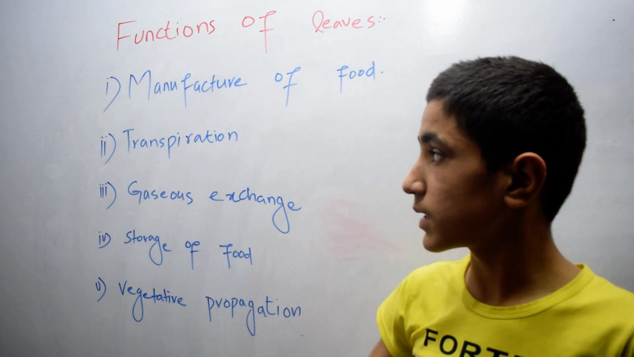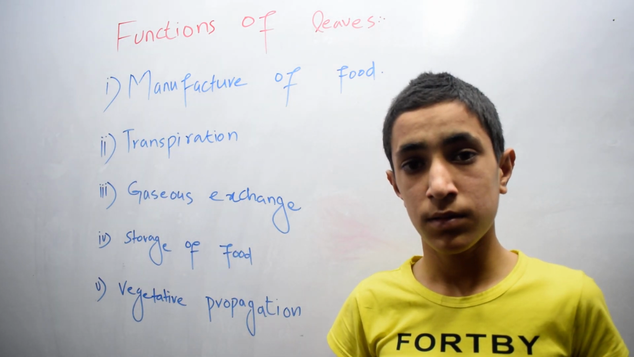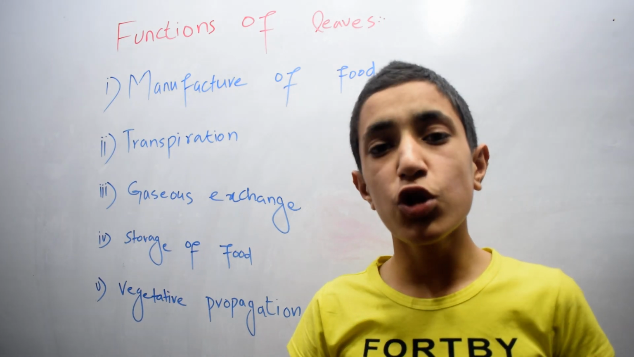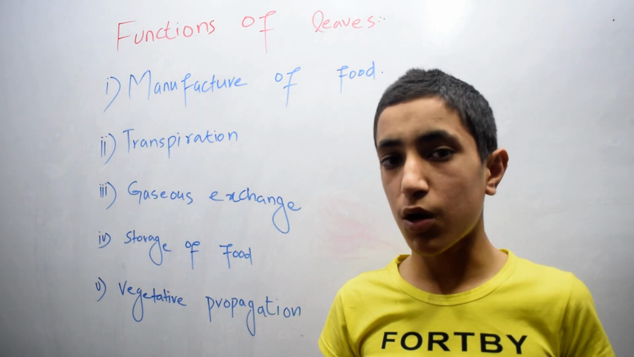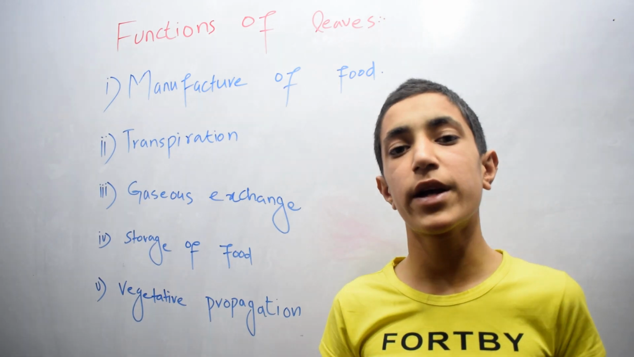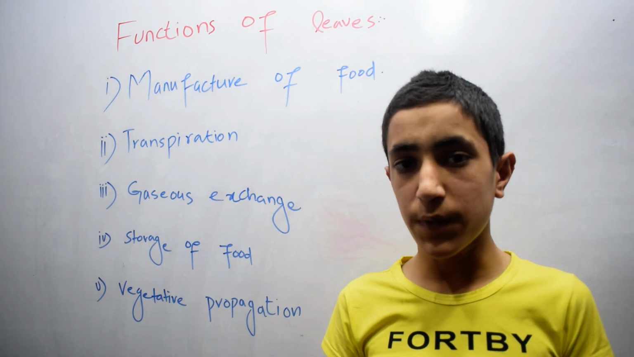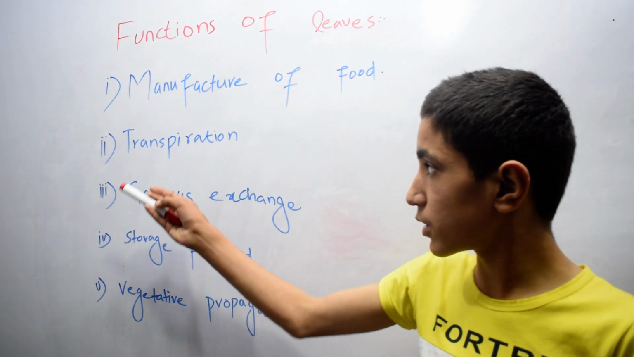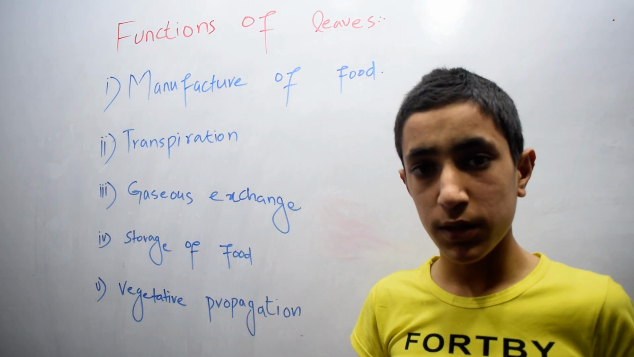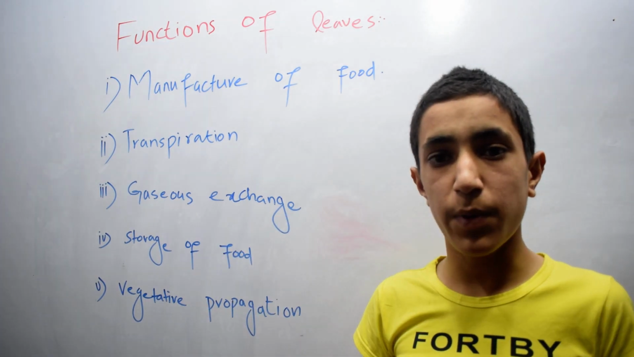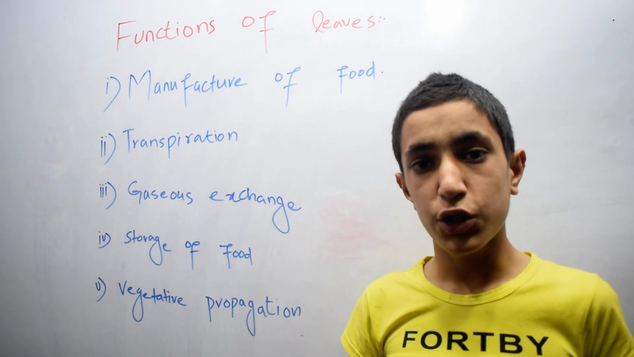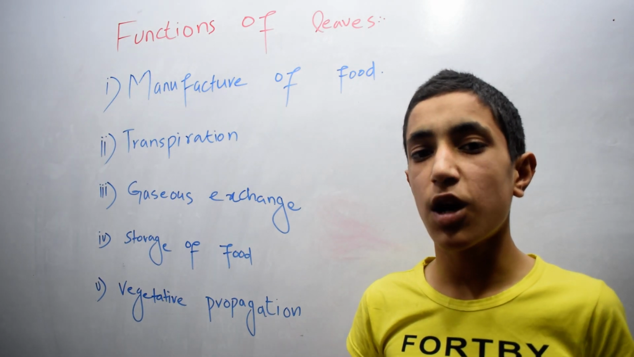The second one is transpiration. Roots have small hairs, which are called root hairs. Root hairs absorb water from the earth and transport it to the leaves, and the leaves transpire it to the environment through small holes which are called stomata.